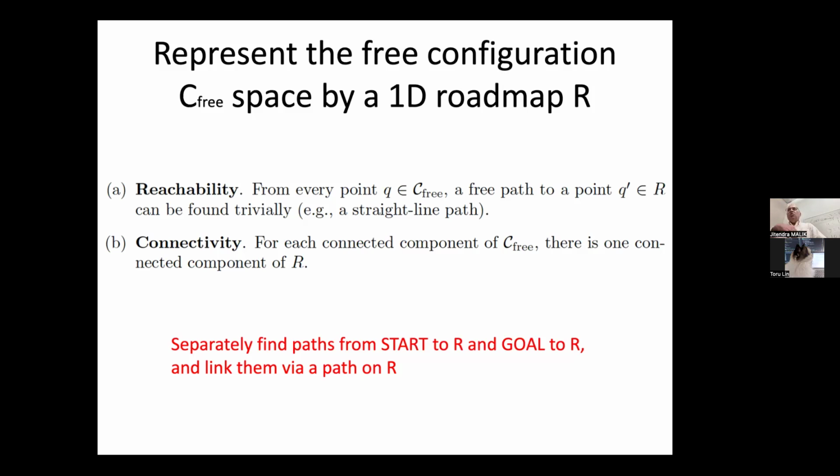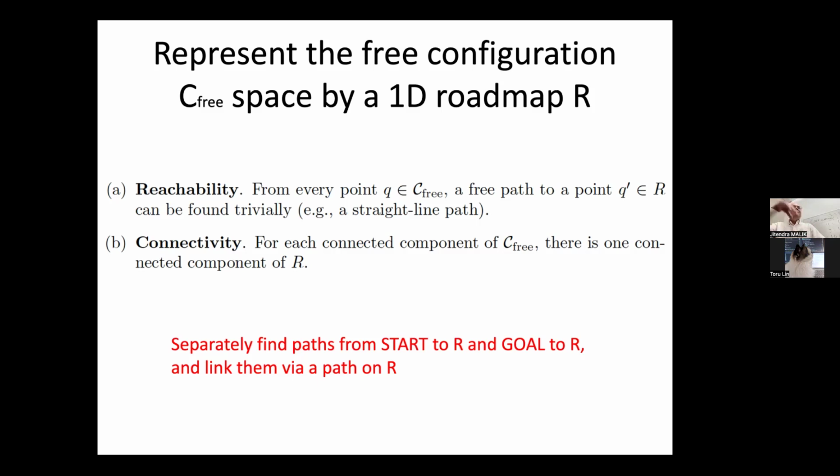Let's say you find this roadmap R, which is this one-dimensional entity, and now we can solve the problem of going from any start state to any goal state by the following. The start state may not be on this roadmap, which is okay. What you do is from the start state, you get to the roadmap.